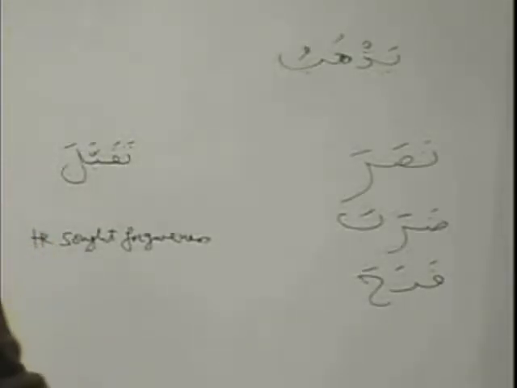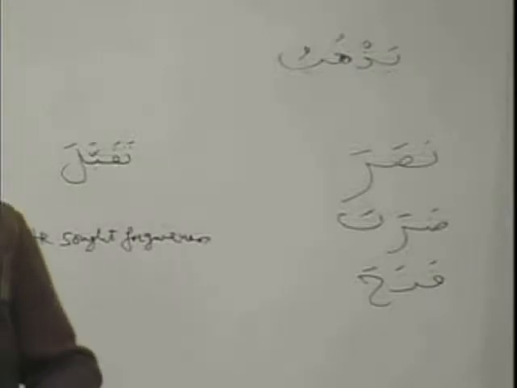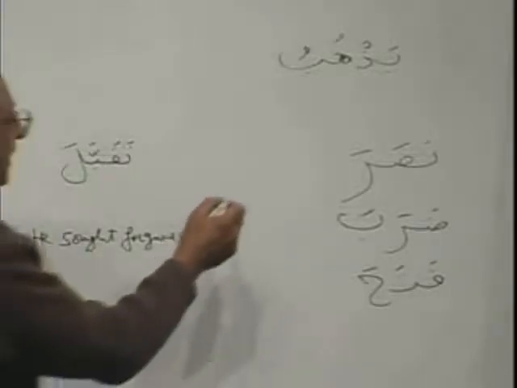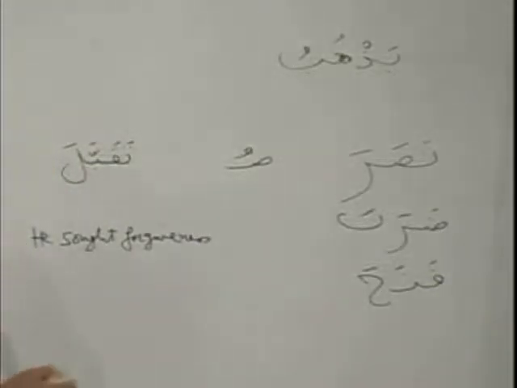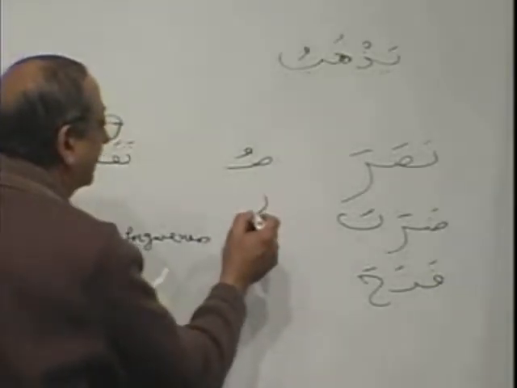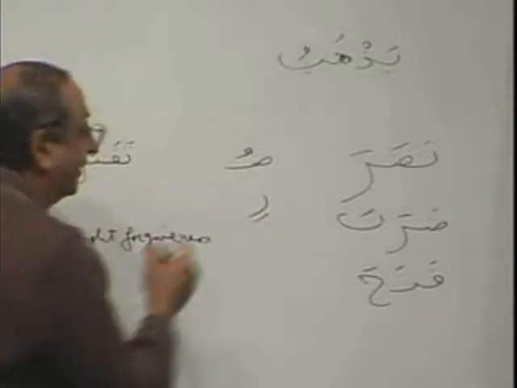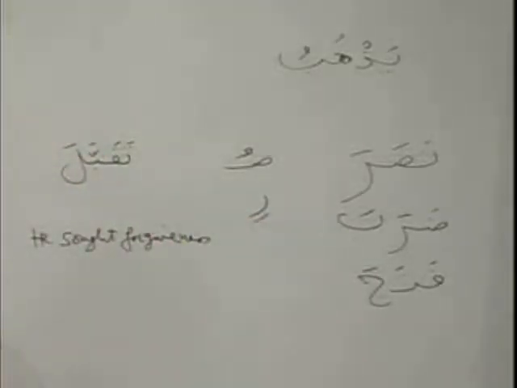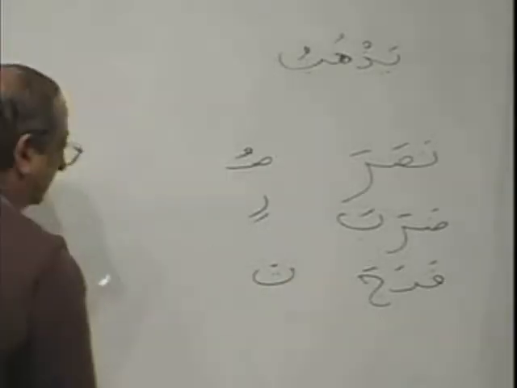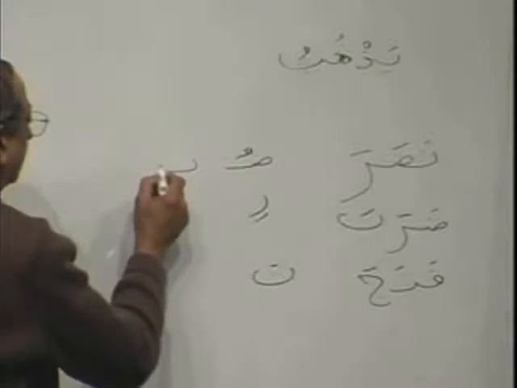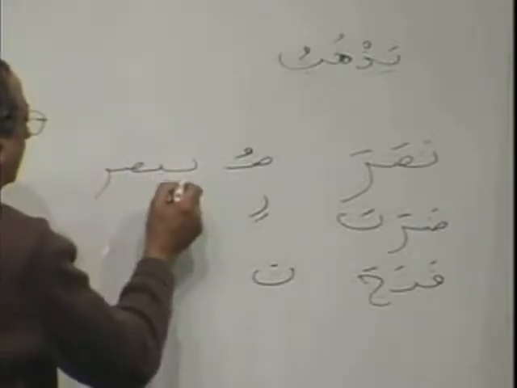But in the Mudariya, it changes. And it can change in different ways. Nasara becomes Yansuru. Daraba becomes Yadribu. And Fataha becomes Yaftahu. Are you with me? Yansuru.